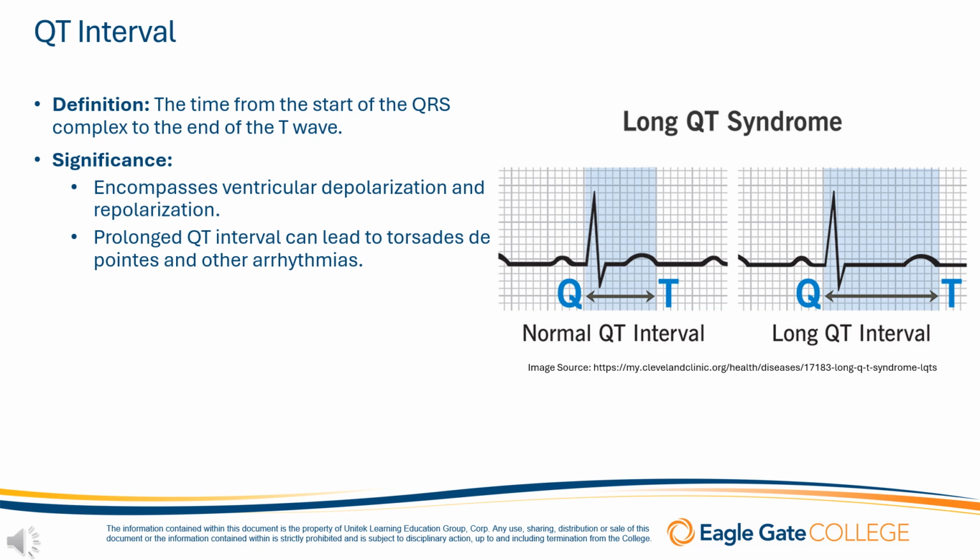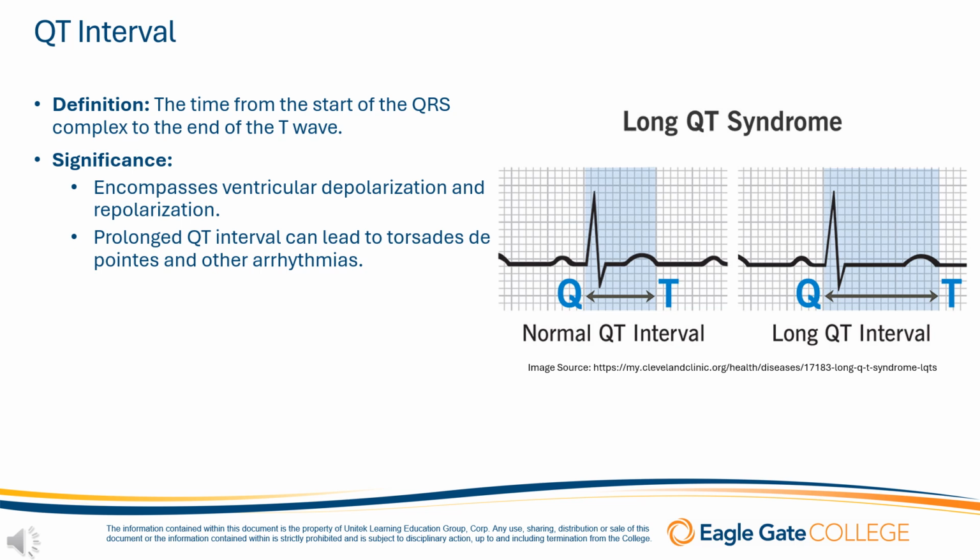One of the most significant risks of a prolonged QT interval is the development of torsade de pointes. Torsade de pointes is a specific type of life-threatening arrhythmia characterized by a rapid, irregular heartbeat that can lead to sudden cardiac arrest if not promptly treated. Besides torsade de pointes, a prolonged QT interval can predispose individuals to other dangerous arrhythmias. These can disrupt the normal rhythm and function of the heart, leading to symptoms such as palpitations, dizziness, syncope, and in severe cases, even death.